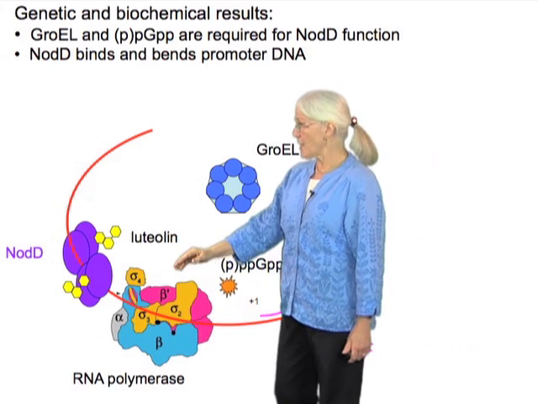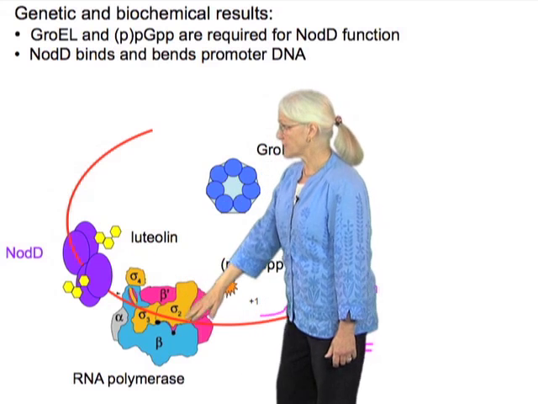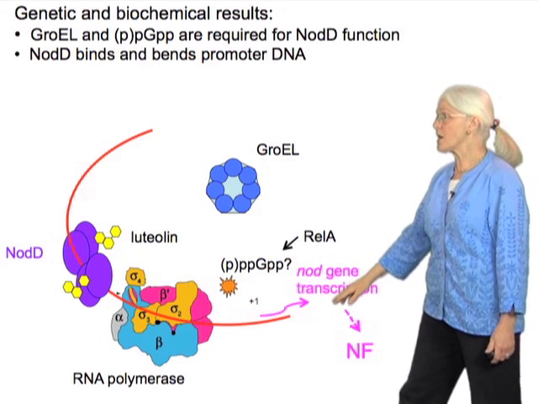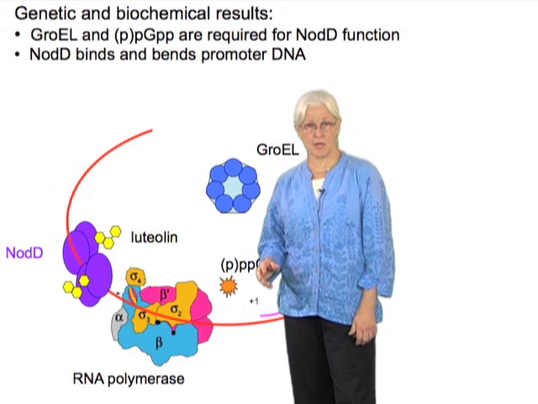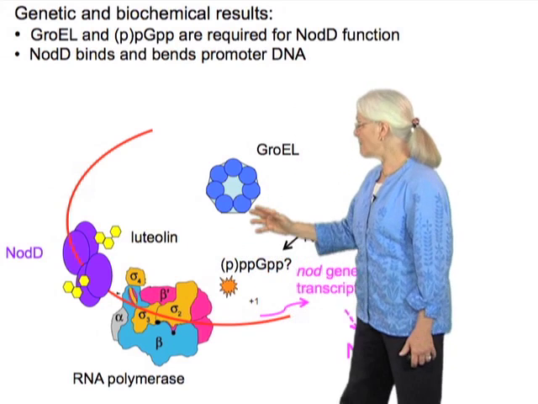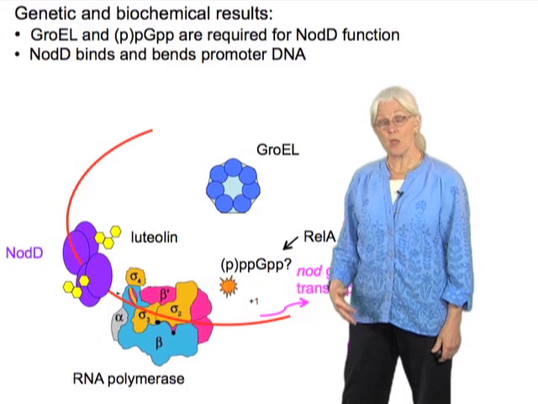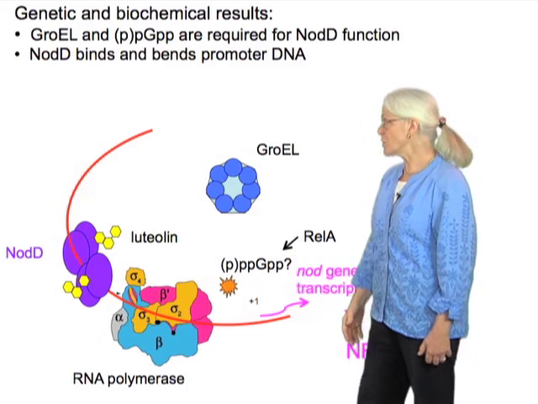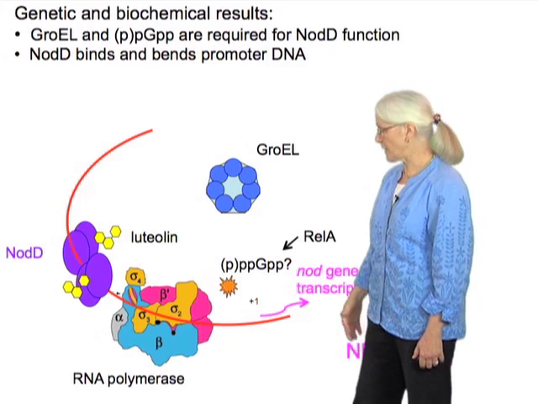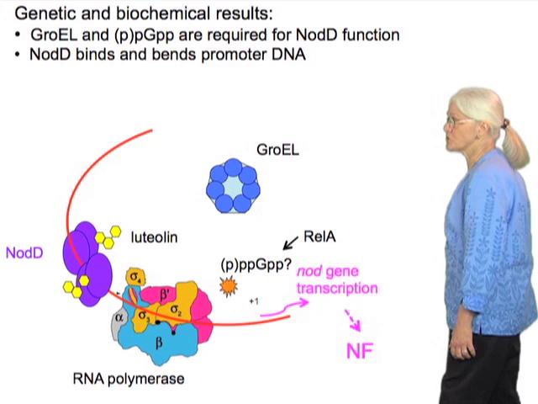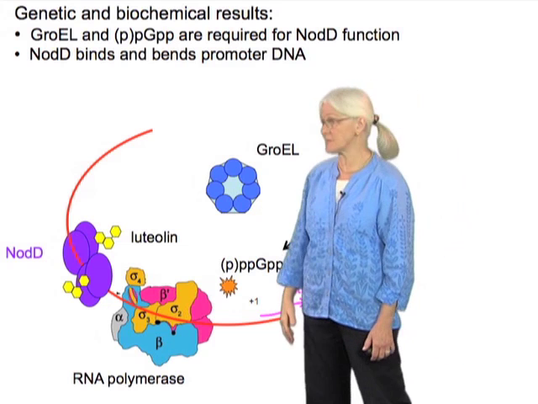At the DNA, we have a promoter, and that's upstream of the nod boxes. We know that NodD binds to the promoter and bends the DNA. I've shown here a model of NodD as a tetramer. We don't know exactly what its form is, but we suspect that it's most likely to be a tetramer, and more work in the future we hope will elucidate that more precisely.